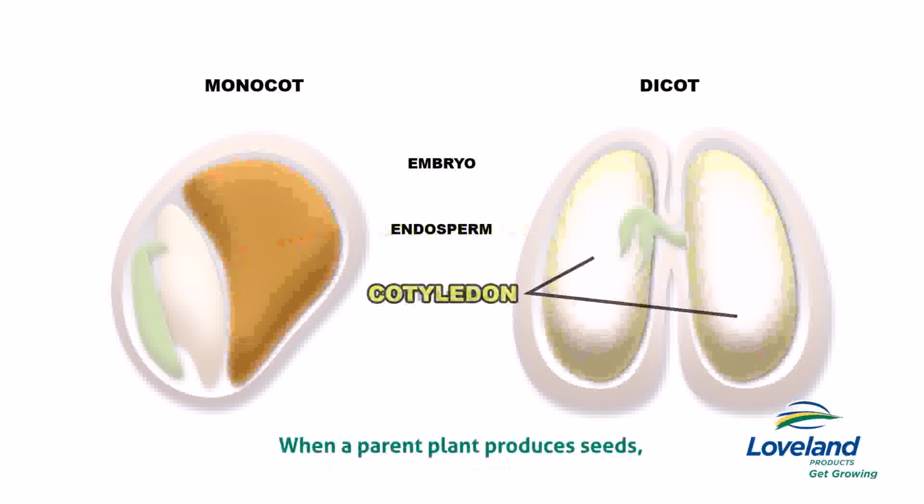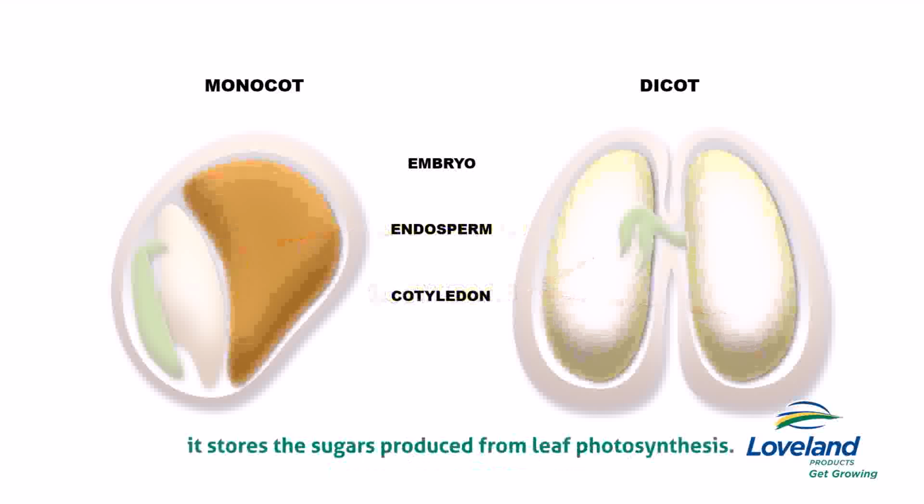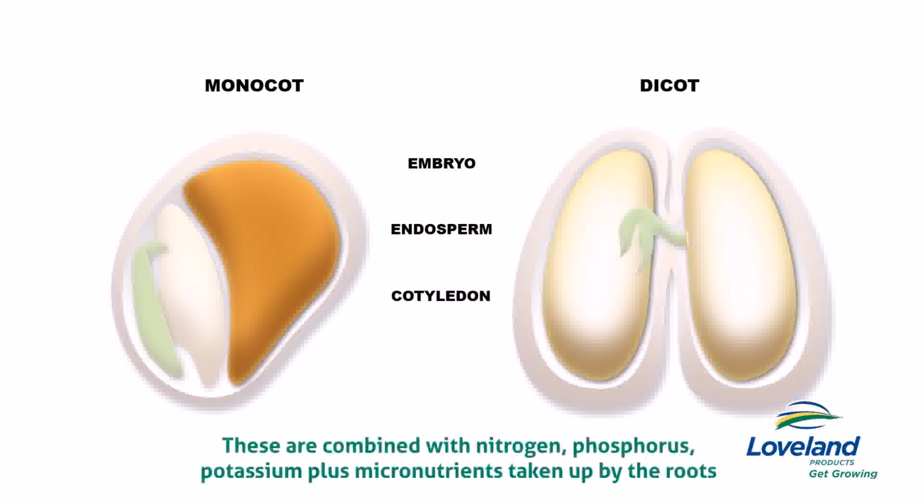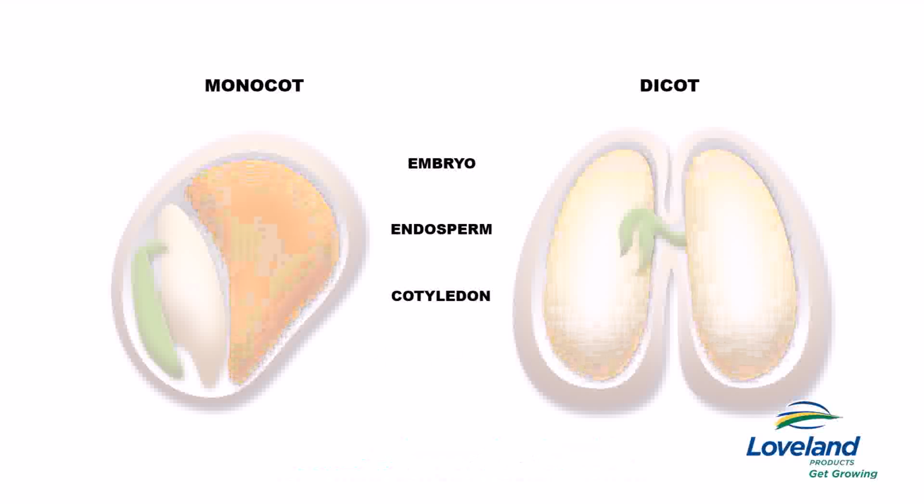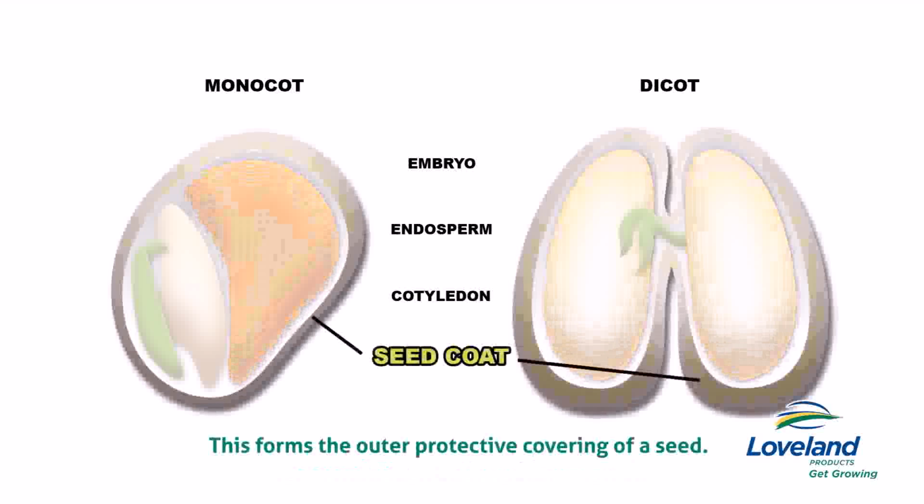When a parent plant produces seeds, it stores the sugars produced from leaf photosynthesis. These are combined with nitrogen, phosphorus, potassium, plus micronutrients taken up by the roots to create optimum ratios of nutrition for germination and seedling growth. Seed coat. This forms the outer protective covering of a seed.